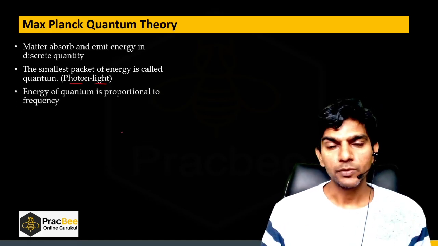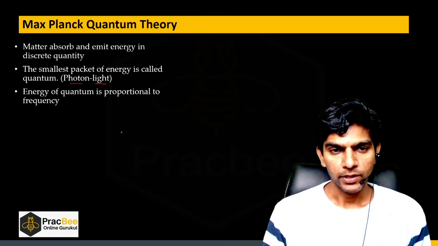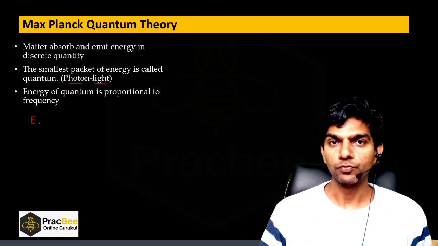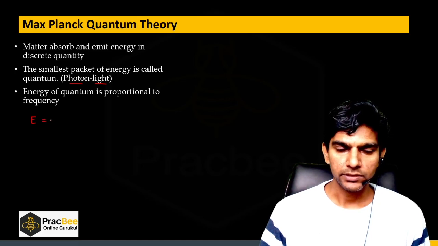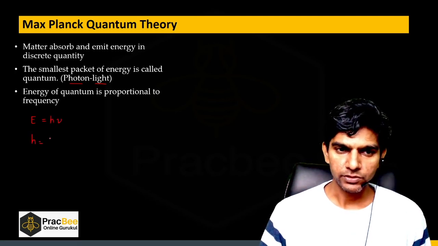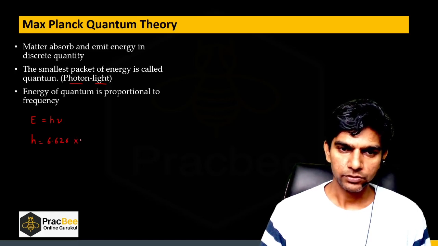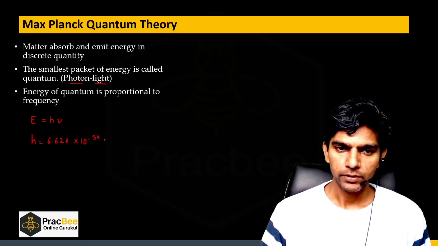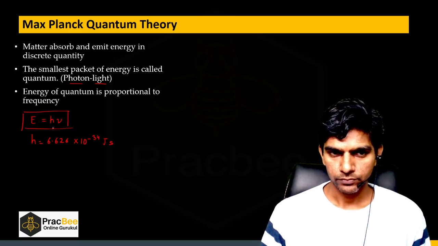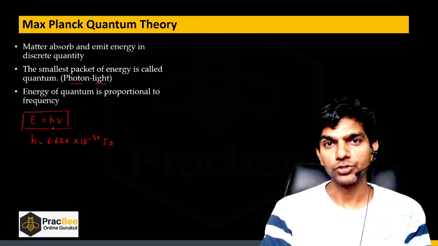The energy of a quantum is proportional to the frequency. Max Planck has given this relation that the energy of one quantum is equal to h times nu, where h is Planck's constant. h is equal to 6.626 into 10 raised to power minus 34 joule second. This relation you have to remember. We can say this is nothing but the energy of the photon.